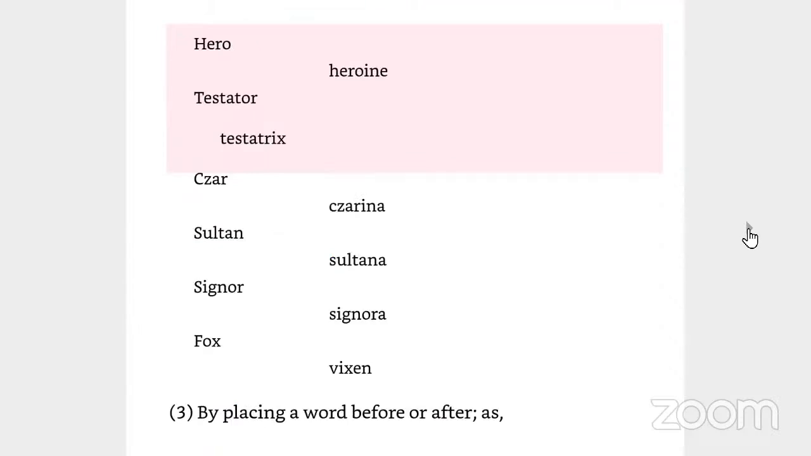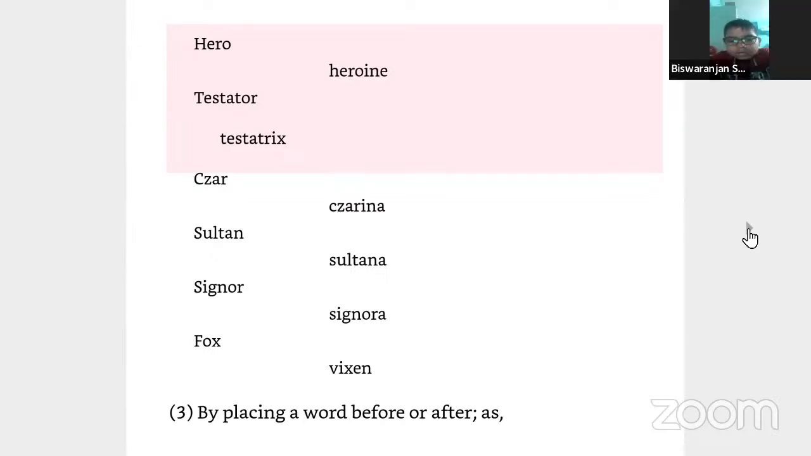Hero, heroine. Testator, testatrix. Who is a testator? A testator is somebody who writes a will document. Moments back, Vishwa, I think, was speaking the meaning of the word heir. Can you tell me again the meaning of the word heir, H-E-I-R, Vishwa? Sir, someone who inherits another person's money or property when that person dies.